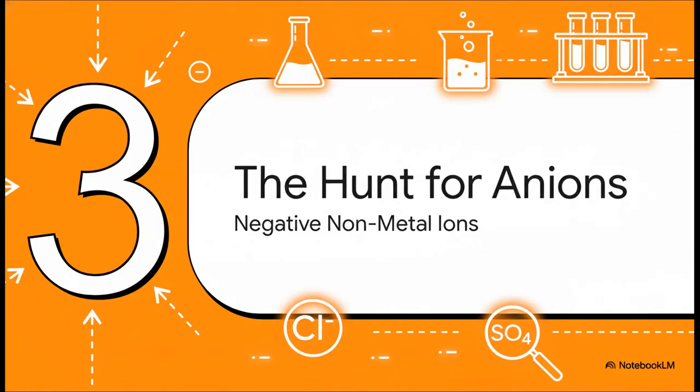All right, detective. Case half solved. We found our positive cation. But every ionic compound needs a partner in crime, the negative anion. So now our investigation flips, and we start hunting for these nonmetal ions.